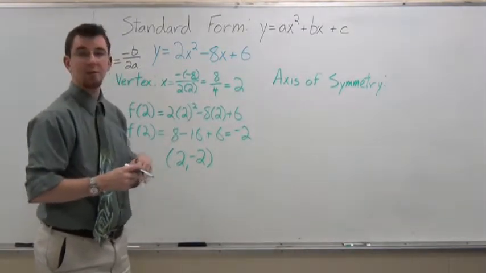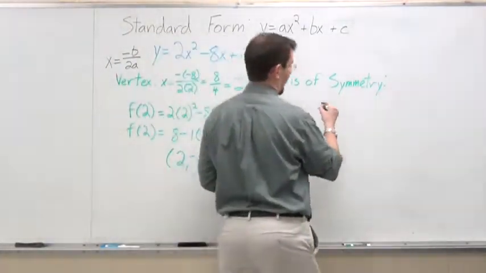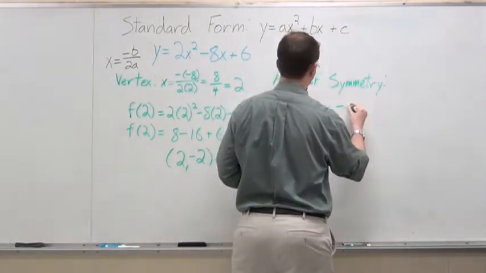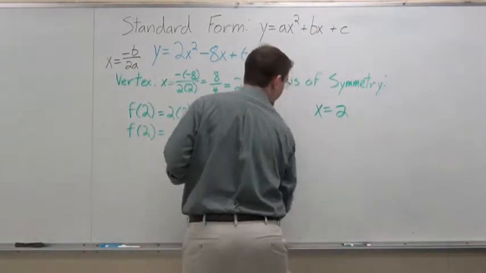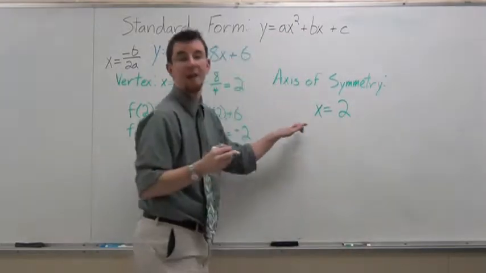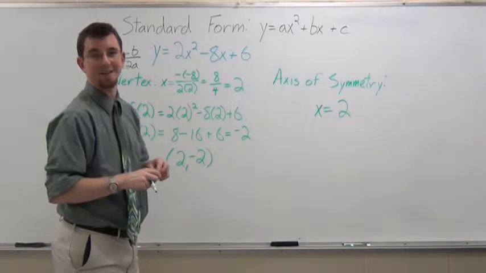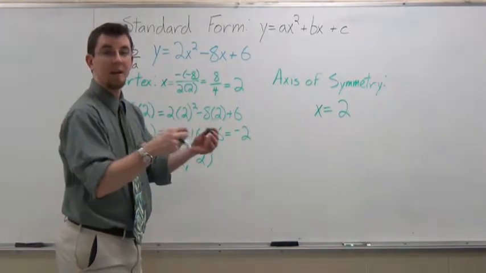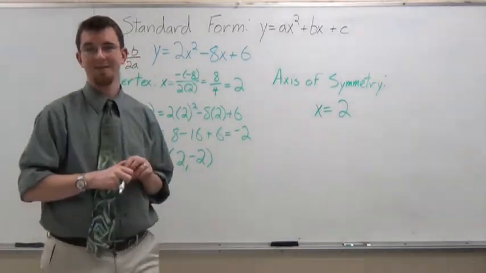Now the axis of symmetry is, again, very easy once you have the vertex. It's just going to be x equals 2, which is the x-coordinate for the vertex. Right, and next we're going to look at how we're going to find the x-intercepts and the y-intercepts.